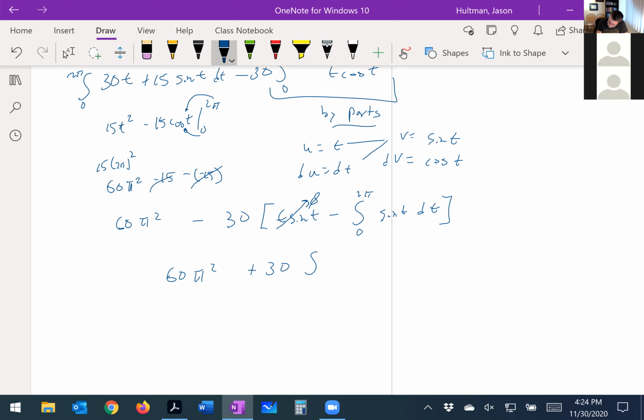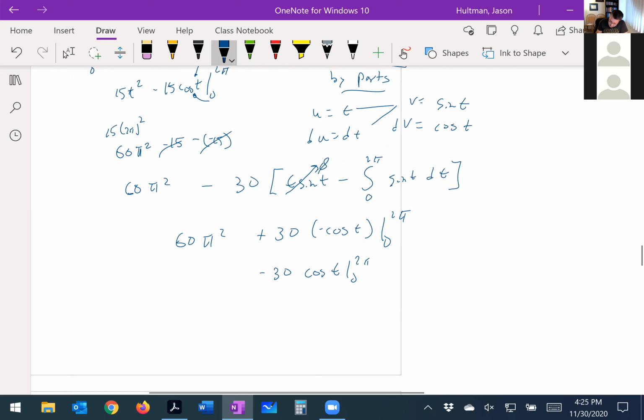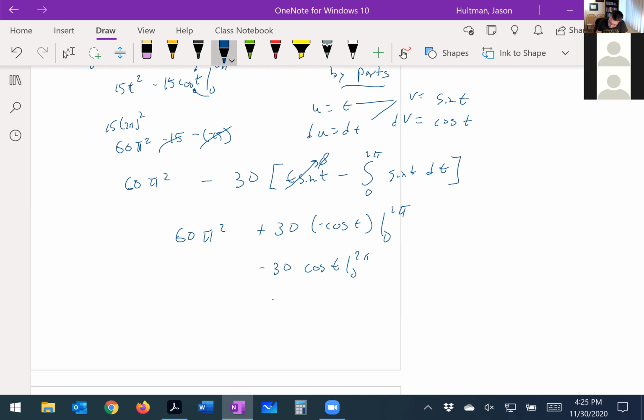Integrate this thing, so that's just going to be negative cosine. 30 times the negative cosine t from 0 to 2 pi, and we come out with the same arrangement that we had before, where if you plug in a 2 pi, it goes to 1, and if you plug in a 0, it goes to 1. So we're going to be subtracting the exact same thing. We take a negative 30 and subtract off a negative 30, which goes to 0. So the whole thing goes to 0 except for this piece here. That's the hard way to do this.